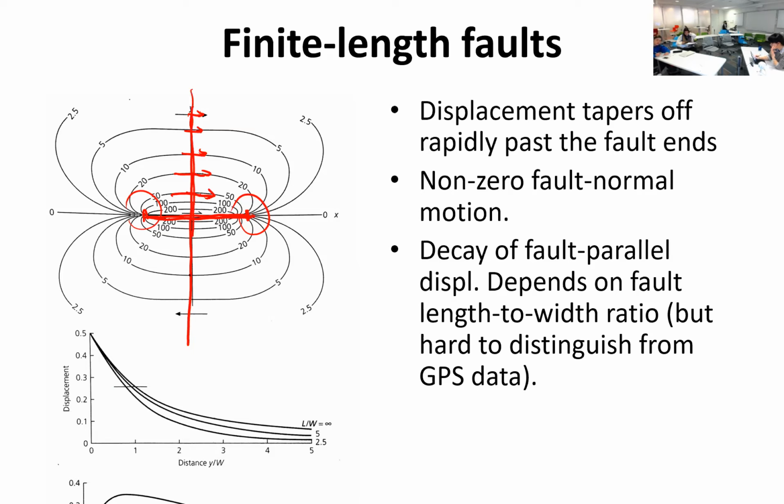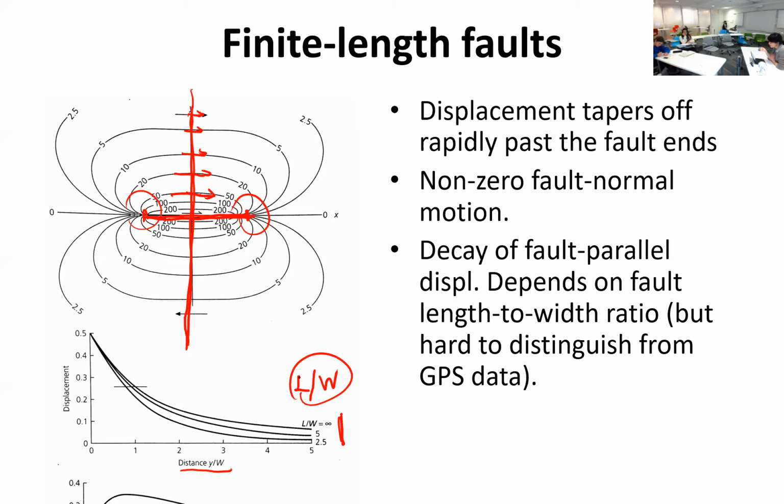So at the bottom here, if we plot this profile, like I drew with this red line, displacement as a function of distance away from the fault, normalized by the width of the fault, you can see that they pretty much still follow that arctangent shape of decay with distance, except that this decay curve will depend on the ratio between the length of the fault and the width of the fault. Now, this seems to be interesting information, because if we can identify which of the lines the displacement is following, we can potentially get information on the ratio of L over W.